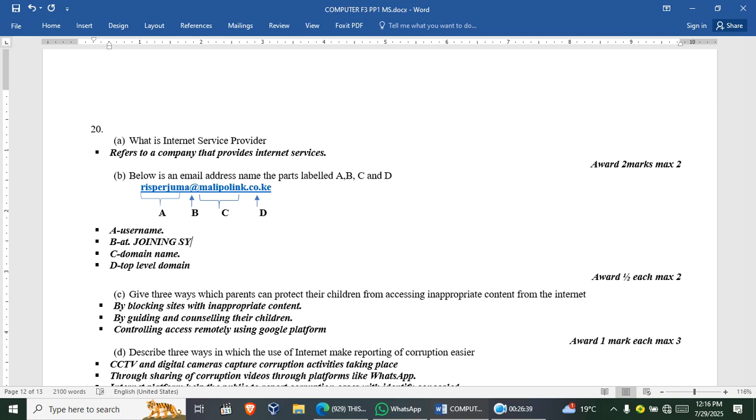Joining, somebody else may say separating symbol. Then you have the domain. We can have something like Yahoo. We can have Gmail, Hotmail, Excite, etc. Then we have the top level domain, the last one, or extension. Some guys can call it extension. We have .co.ke, company Kenya. You can talk about .net, .org, etc. There are many.